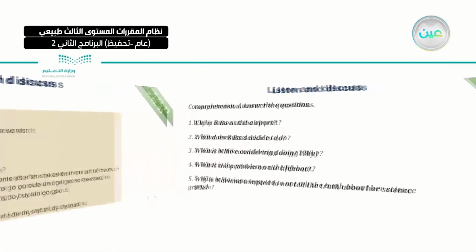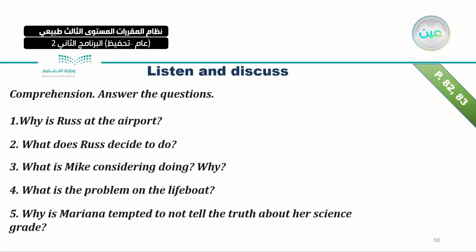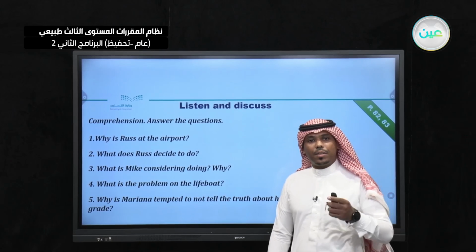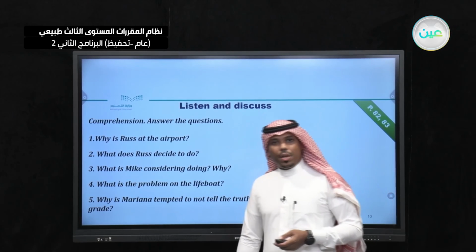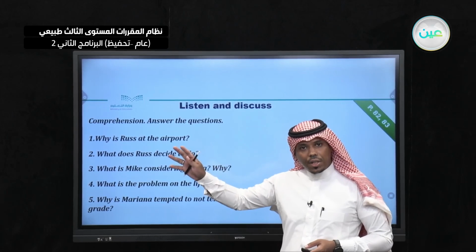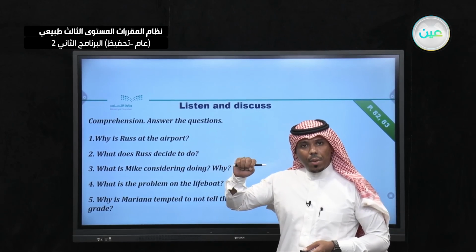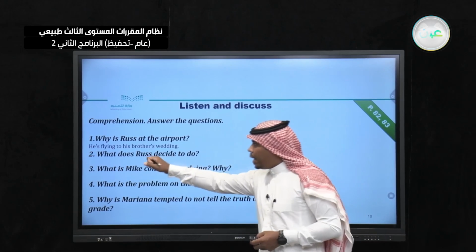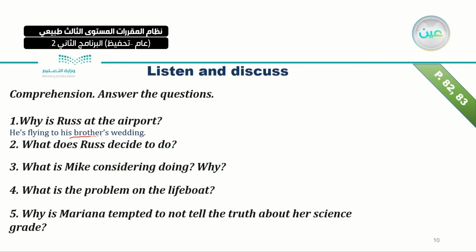The last slide we have today, comprehension. Of course, you are going to answer these questions depending on the 4 dilemmas we talked about. Let's start with number 1. Why is Ross at the airport? This is a question for you. Because he wants to catch a flight for what? Do you remember? Yes, so he's flying to his brother's wedding.